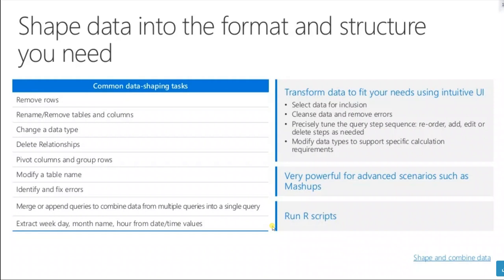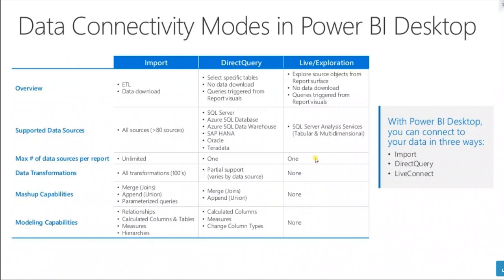So these are the changes that can be implemented while importing the data to the Power BI. Like we can say that as a shaping task. Like you can remove rows from the existing tables within whatever that you have imported to Power BI. You can rename the tables or rename the columns. You can change your data type. You can delete a relationship. You can pivot columns and group rows. You can identify and fix errors. You can extract day, month name, hour from date and time values. So you can even run R scripts within Power BI.